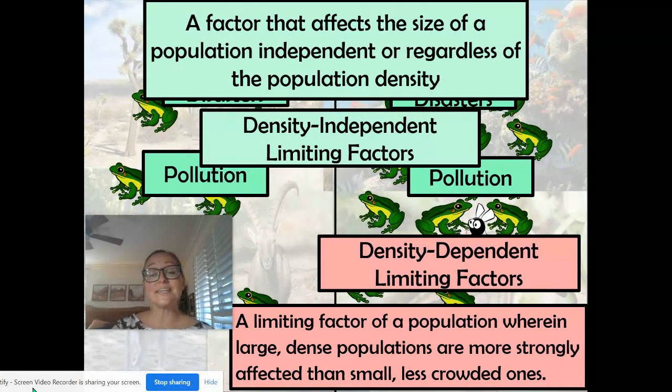Versus density-independent limiting factors, which are factors that affect the size of a population regardless of the population density. A natural disaster is going to affect the population size regardless of how dense that population is. So those are your density independent limiting factors.